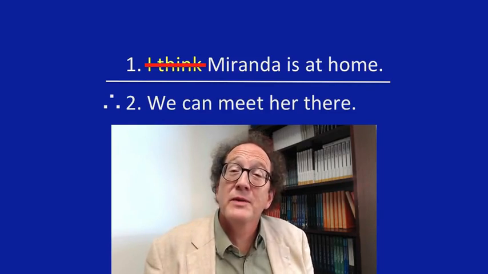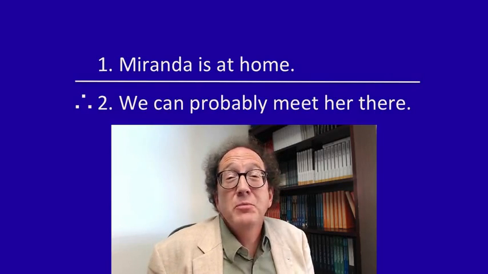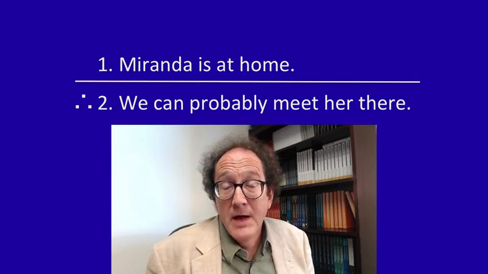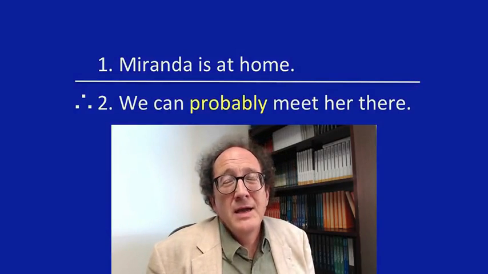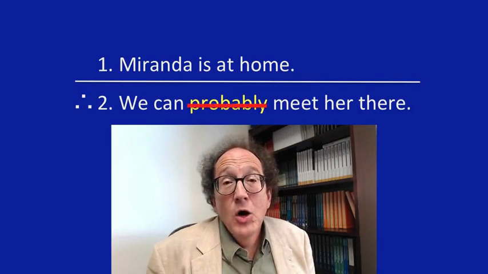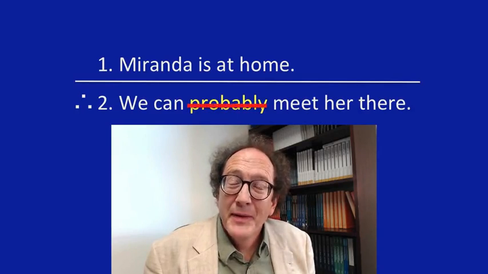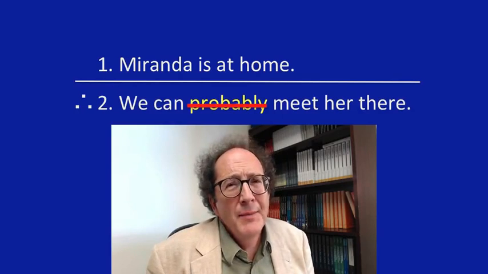And contrast this with a different argument. Miranda's at home, so we can probably meet her there. Now there's another guarding term, right? Probably. Can you get rid of that? Well, then the argument becomes, Miranda's at home, so we can meet her there. But that's clearly not what the speaker was trying to say if they included the word probably.